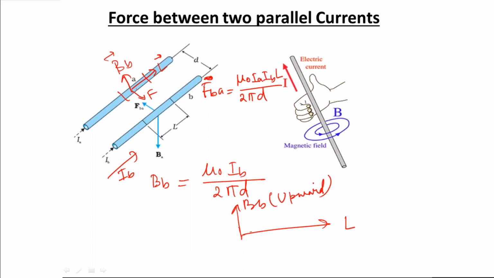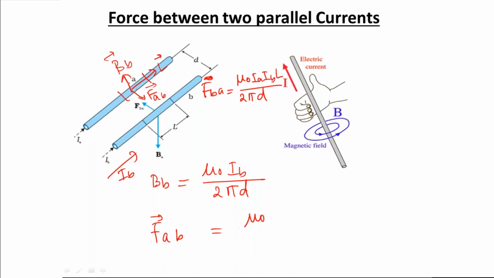If this is your B and this is your L, this is actually upward, and you can find out the direction of the current and the magnetic field due to this wire using the thumb rule. If you just sit with a quiet mind and read and try to demonstrate the various rules, like the thumb rule for the cross product, then you will be able to find out this is a force on A due to B, which will be acting towards B.